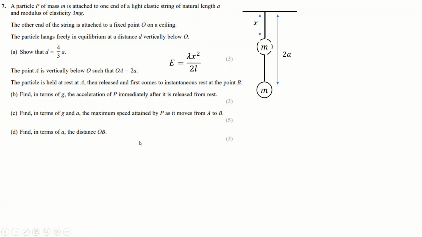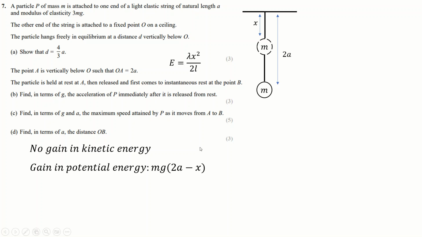Now there's a fair bit to do here, but again, energy equations are where you want to go here. Now it started at rest because it was being held at rest, and it's also finishing at rest because it's instantaneously at rest up here. It's thrown up here and then stops instantly, then it will fall back down again. So there's no gain in kinetic energy. There is a lot of gain in potential energy, mgh. The rise in height is 2a minus x. So mg times this 2a minus x, that's the gain in potential energy.